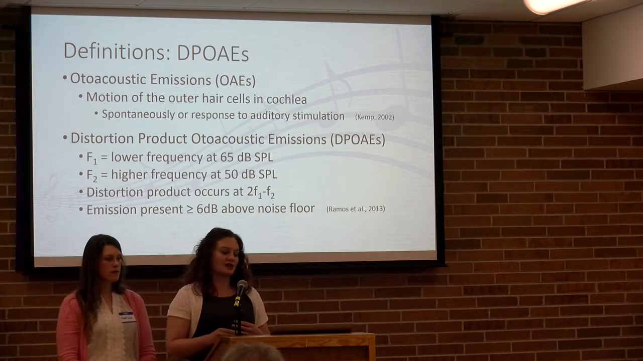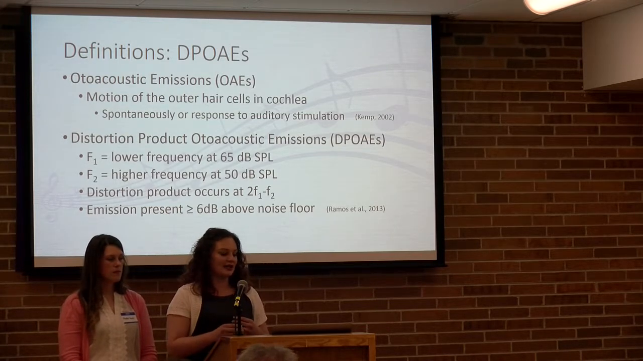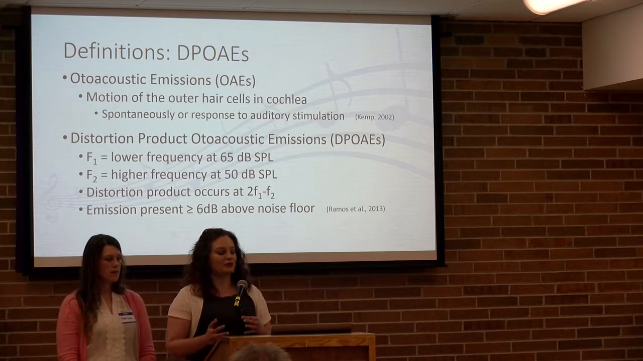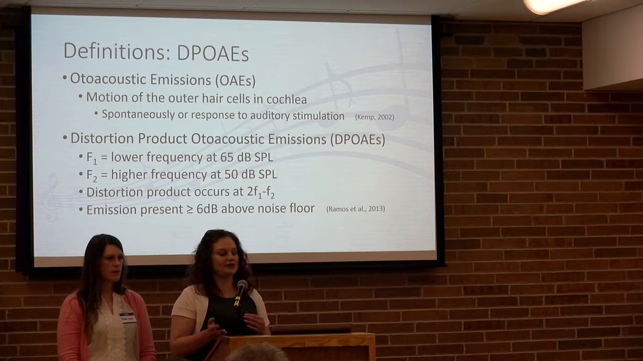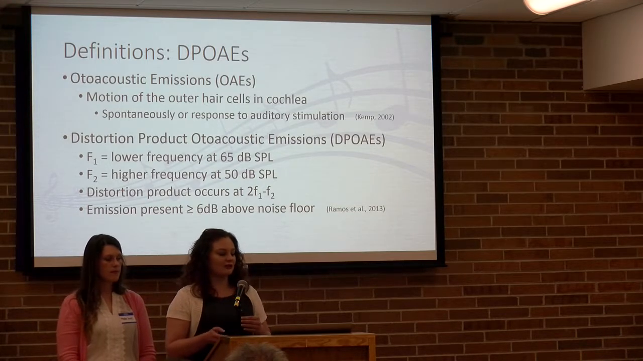Distortion product otoacoustic emissions, which I'm doing in my study, is when we simultaneously play 2 tones into the ear canal, the first frequency being a lower frequency at 65 dB SPL, and then the second tone is a slightly higher frequency in relation to the first, and that's played at 50 dB SPL. The distortion product, what we're measuring, occurs at 2 times the first frequency minus the second frequency. And we consider the emission to be present if it is 6 dB or louder above the noise floor.